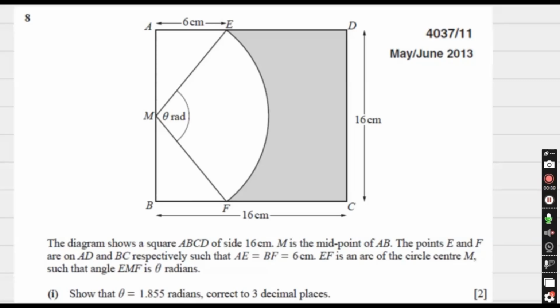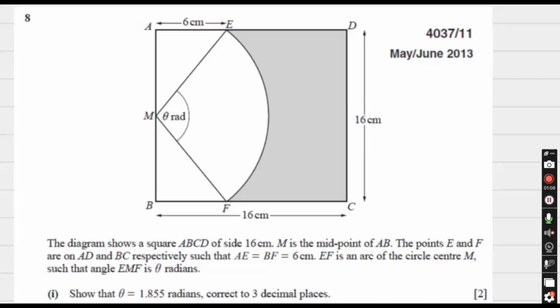The points E and F are on AD and BC respectively, such that AE equals BF equals 6 centimeters. EF is an arc of the circle with center M such that angle EMF is theta radians. Part 1: show that theta is equal to 1.855 radians, correct to 3 decimal places.